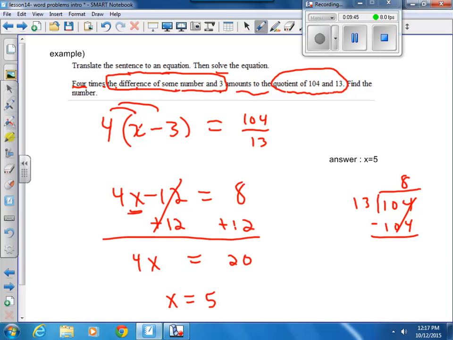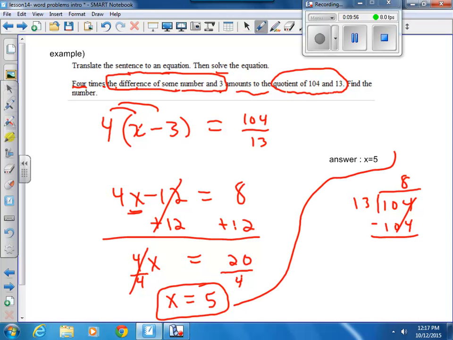If you need to write out that final step, go ahead. Divide both sides by 4. 20 divided by 4 is 5. If you can jump mentally and say that it's 5, that's okay too. All right. So hopefully you got that one on your own.